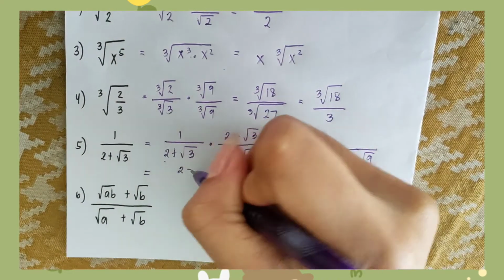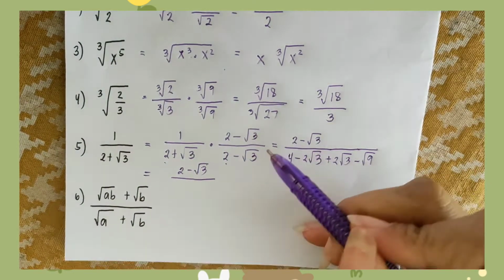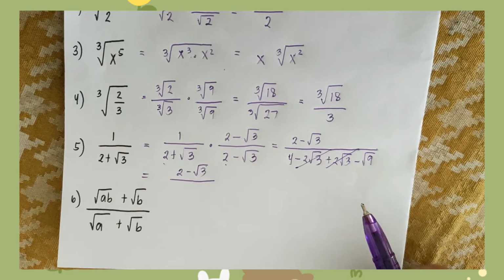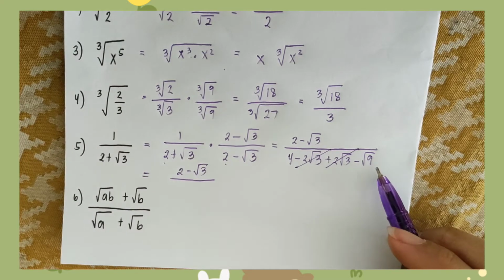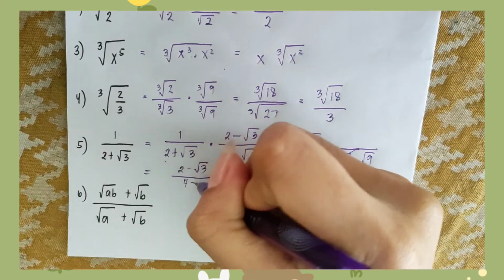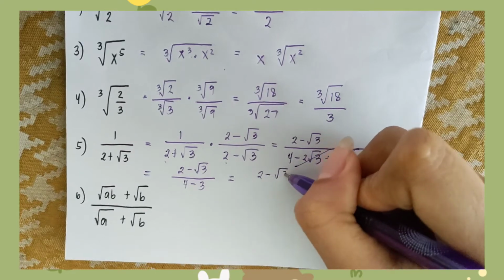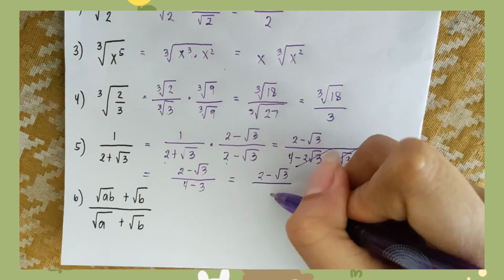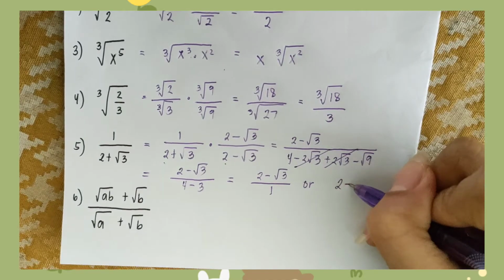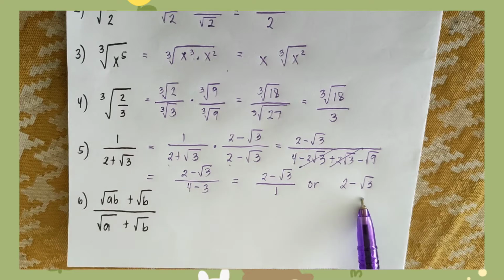Copy your numerator 2 minus square root of 3 all over. So this will be cancelled out. 4 minus the square root of 9. And we all know that the square root of 9 is 3. So 4 minus 3. Let us now simplify. 2 minus square root of 3 all over 1. Or just simply write the answer 2 minus square root of 3. This is now our final answer.